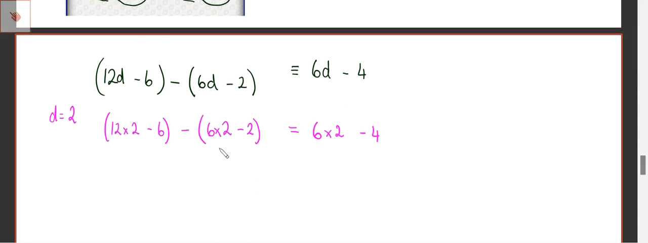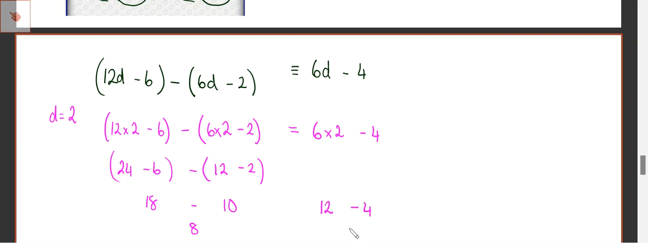12 times 2 is 24. 24 minus 6 minus 6 times 2 is 12. 12 minus 2 is? 24 minus 6 is 18, minus 10 is 8. And on this side, 6 times 2 is 12. 12 minus 4 is 8. So yeah, we're good. We think our simplification is right.